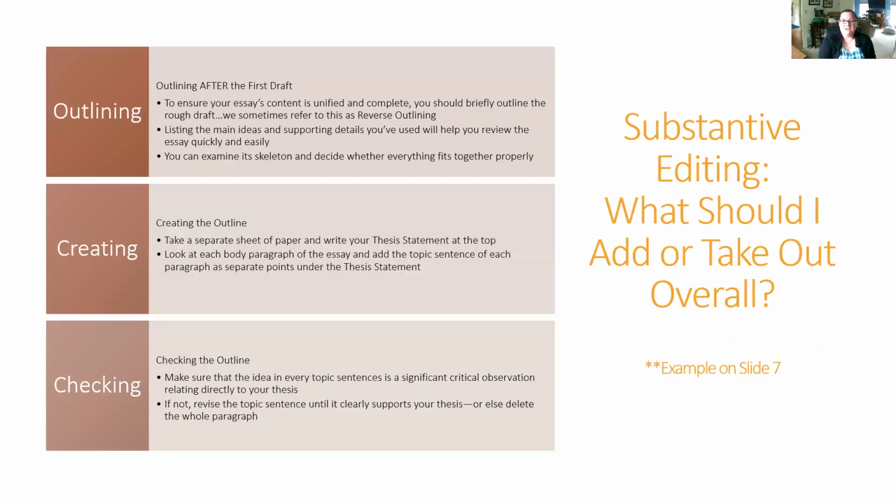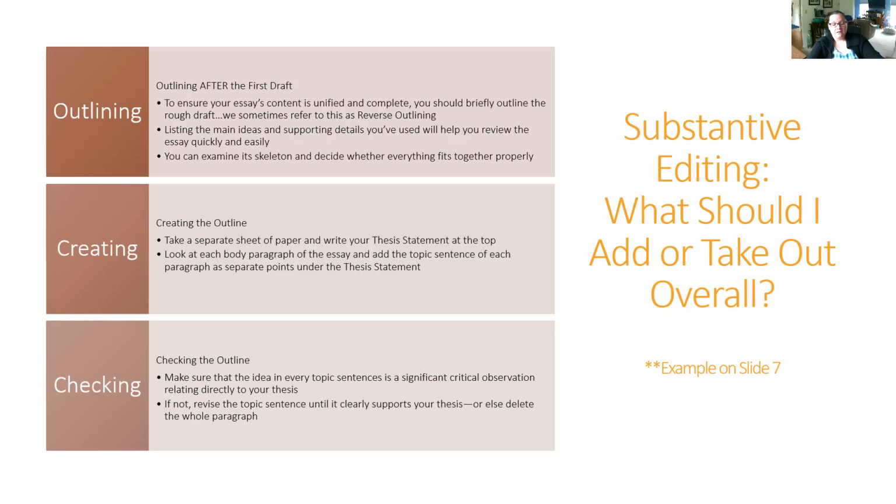All right, then we move on to looking at the content in substantive editing. What we have included: do you know for sure if you have everything you need in terms of content? Do you need to add anything, or do you need to take anything out? One way we can do that is by outlining.